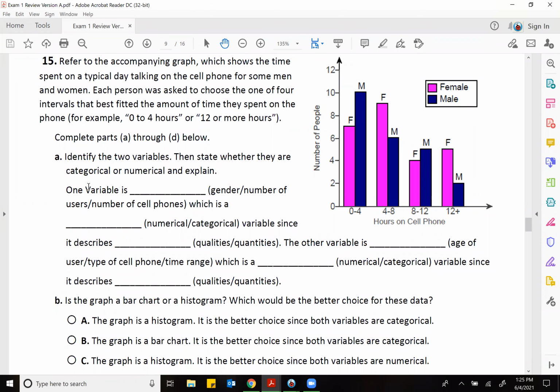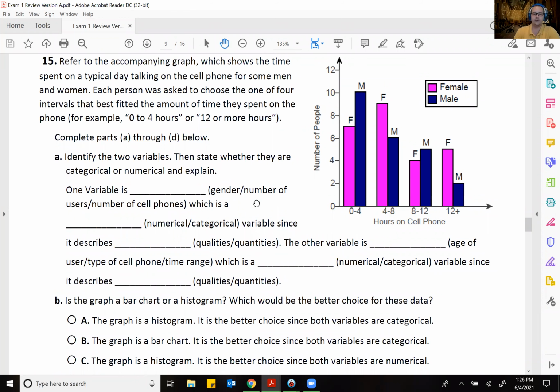Gender, because none of those other two make any sense. Number of users, I don't have the number of users. Although we could probably figure that out based off the top of the bars, that's not what we have here. Number of cell phones, none of this is about the number of cell phones. This is all about hours spent on a cell phone. So these other two categories don't make any sense.